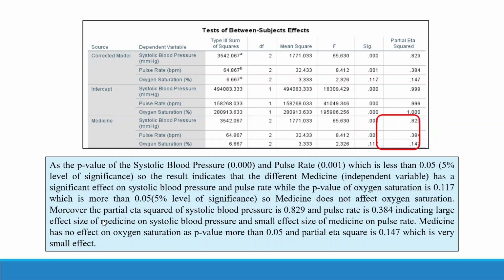Moreover, the partial eta square of systolic blood pressure is 0.829 and of pulse rate is 0.384, indicating a large effect size of medicine on systolic blood pressure, and a small effect size of medicine on pulse rate. Medicine has no effect on oxygen saturation as the p-value is more than 0.05 and the partial eta square is 0.147. This one is a very small effect.